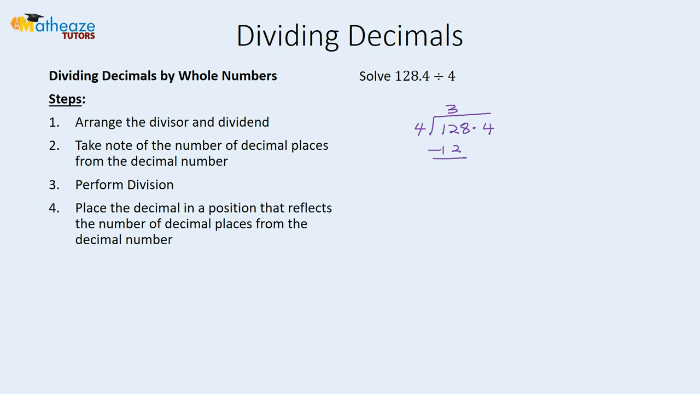We have 12, we subtract, we bring down an 8 right here. 8 divided by 4, that's going to give us 2. 2 times 4, we have 8, we subtract again, we get a 0, and then we bring down this 4. 4 divided by 4, we get a 1. 1 times 4 is 4. We subtract again, we're left with 0. So now we look at how many decimal places exist in the decimal number. We have just one decimal place right here. So our answer is also going to have one number after the decimal point.